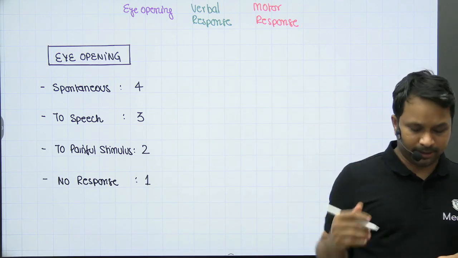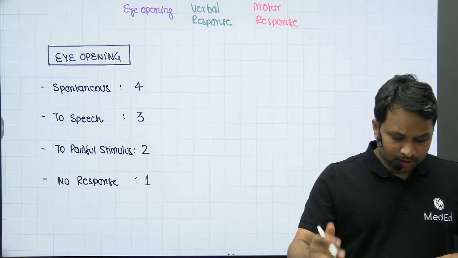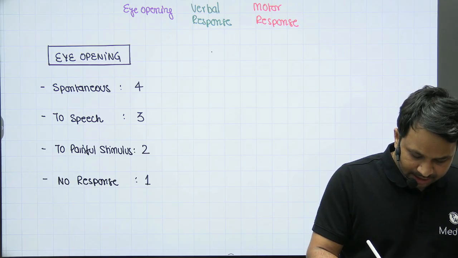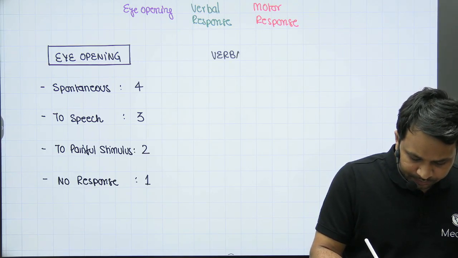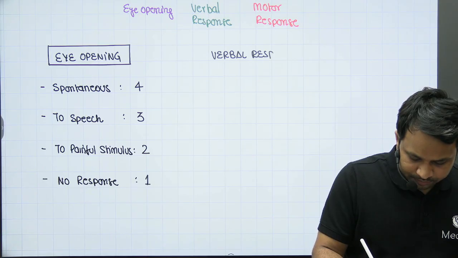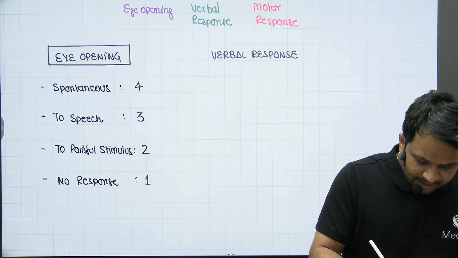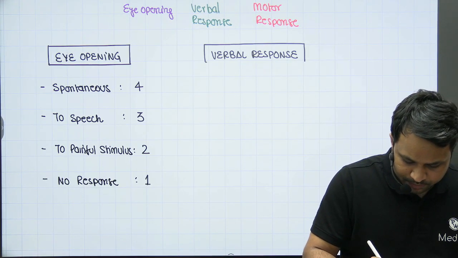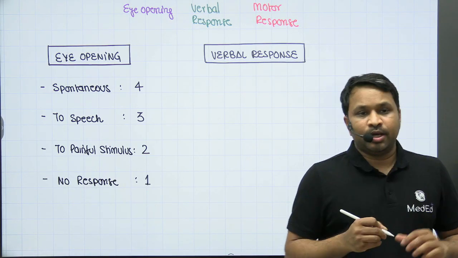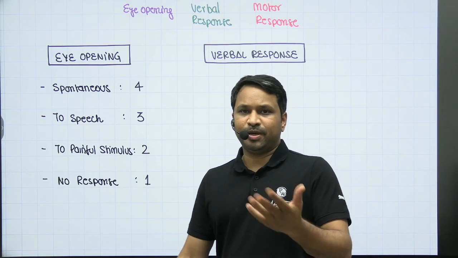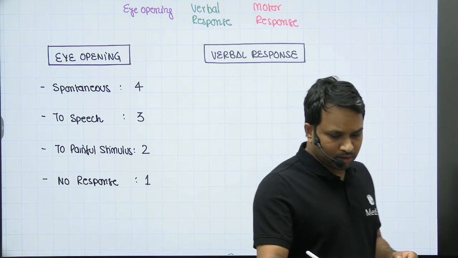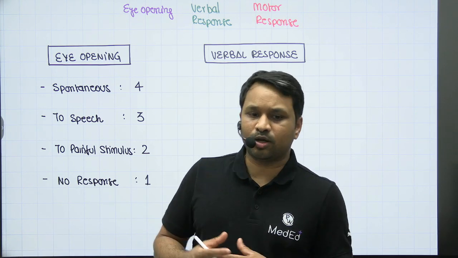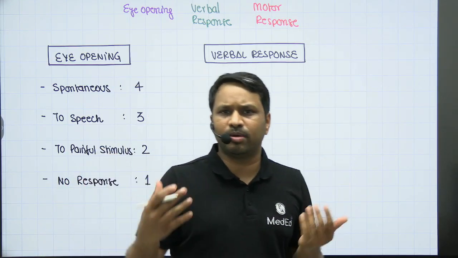Now, we'll talk about the second thing, that is going to be your verbal response. The second thing that we are going to assess is the verbal response. When you're looking at the verbal response, if the patient has come to the casualty, you would like to have some conversation if the patient is conscious, right? Obviously you can't talk about nonsense, so you'll talk about something that makes sense.